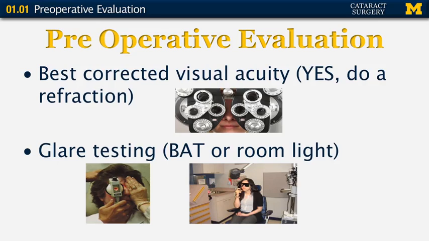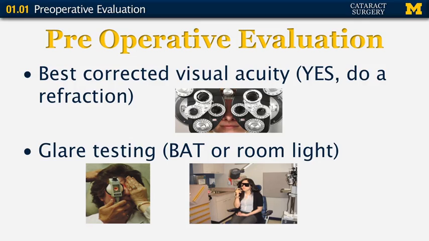The preoperative evaluation must be thorough and is very important. We must record the best corrected visual acuity, and yes, that does mean you have to do a refraction. Patients with nuclear sclerosis will often improve a lot with a little bit of increase in their minus in their prescription and might not have to have cataract surgery right away.